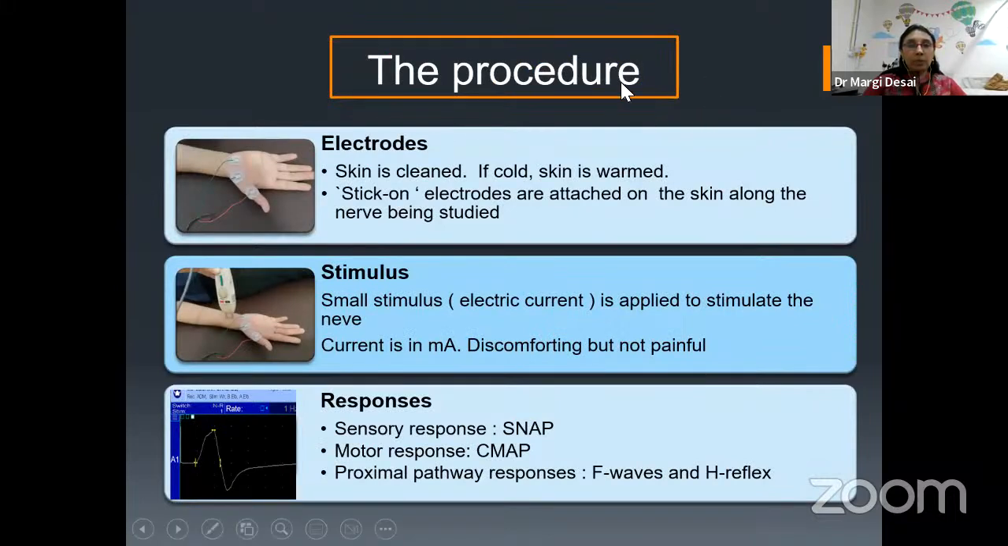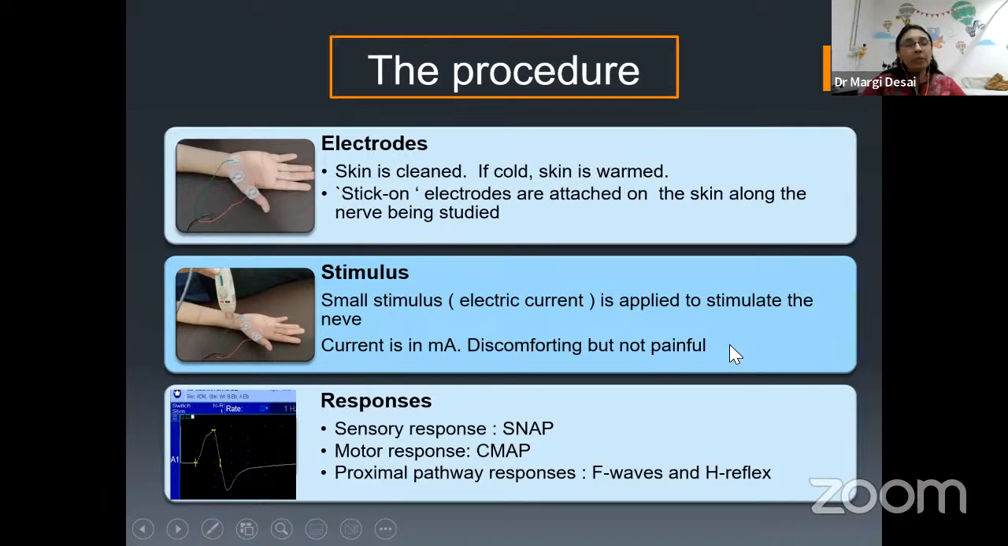So let's look at the procedure. First, the child's skin is cleaned. If it is cold, then it is warmed, because you know that if the skin is cold, then there is slowing of conduction velocity. So it should at least be more than 34 degrees C. After cleaning, stick-on electrodes are applied. So one must reassure the child that it's not a painful application. A small stimulus is then given to the skin, to the nerve, when we do the sensory conduction or the motor conduction. Now this current is in milliamperes. The child will feel it, but it's not painful.